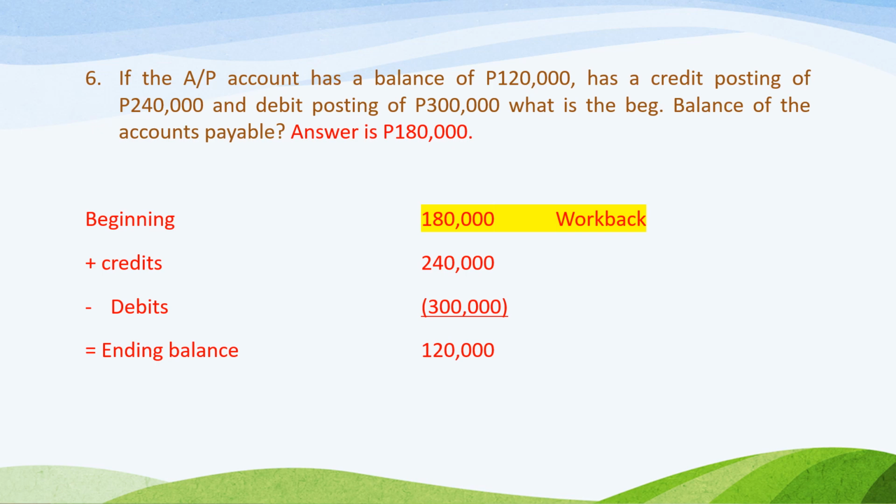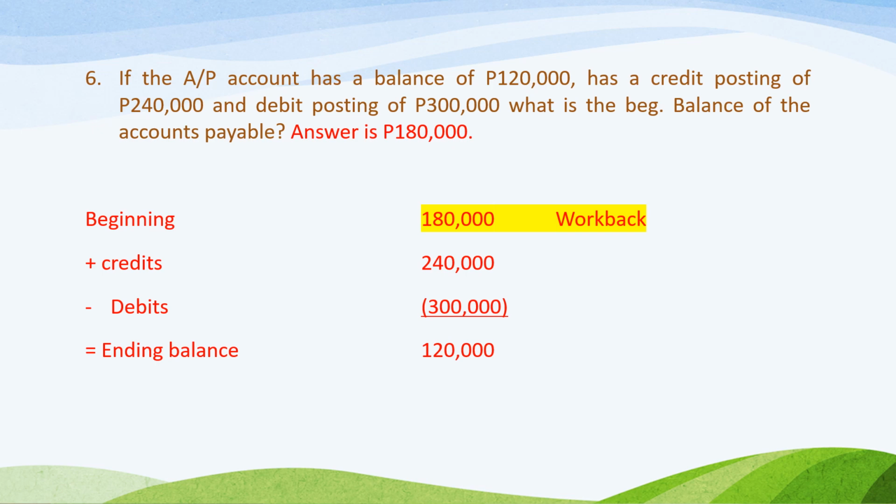Number 6, if the accounts payable account has a balance of 120,000, has a credit posting of 240,000 and a debit posting of 300,000, what is the beginning balance of the accounts payable? So, the beginning balance is the amount that is missing or what we are going to compute. Then, the credit postings, so 240,000 is added, minus debits, which is 300,000, is equal to ending balance, which is given at 120,000.